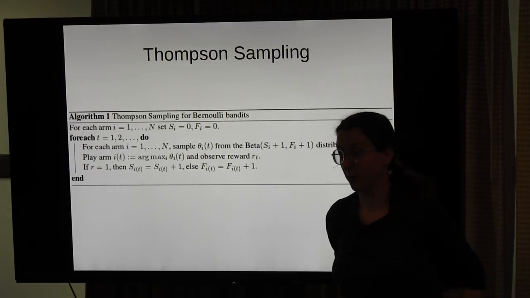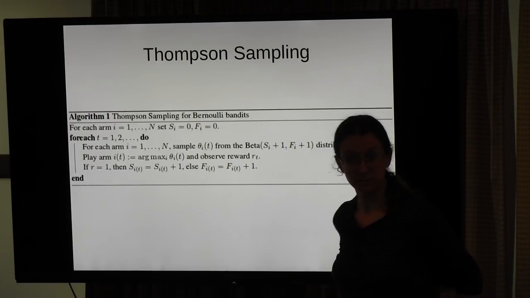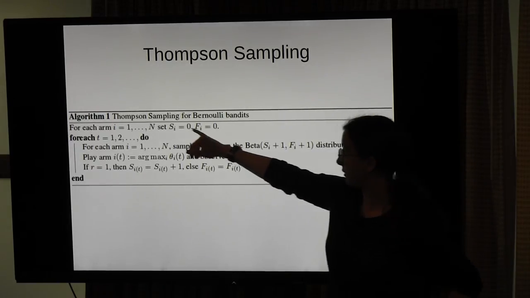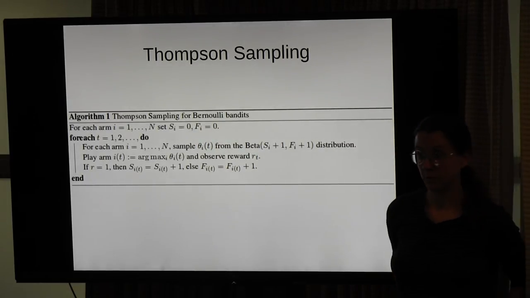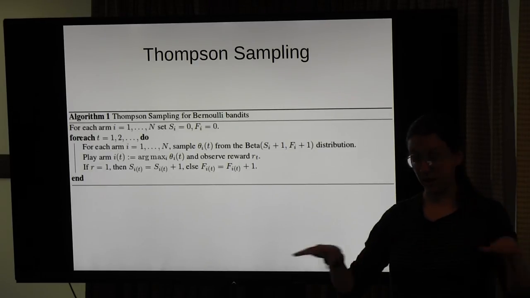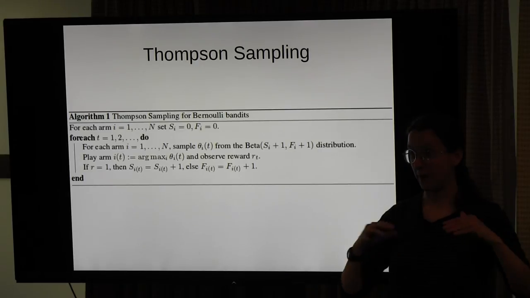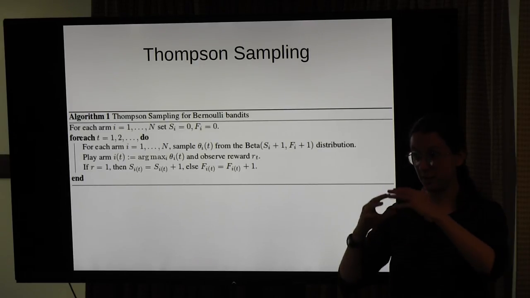And I'm just going to keep doing that forever. So what's this algorithm going to do at the beginning? When my S's and F's are small, what's the beta going to look like? What did it look like when they were 1? Yeah, flat. And then what's going to happen as I get more S's and more F's? It's going to get peakier and peakier and peakier.